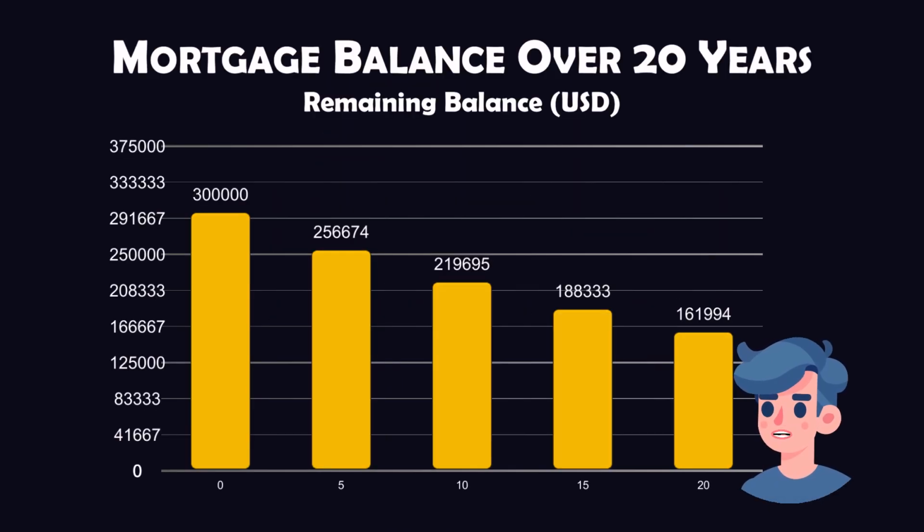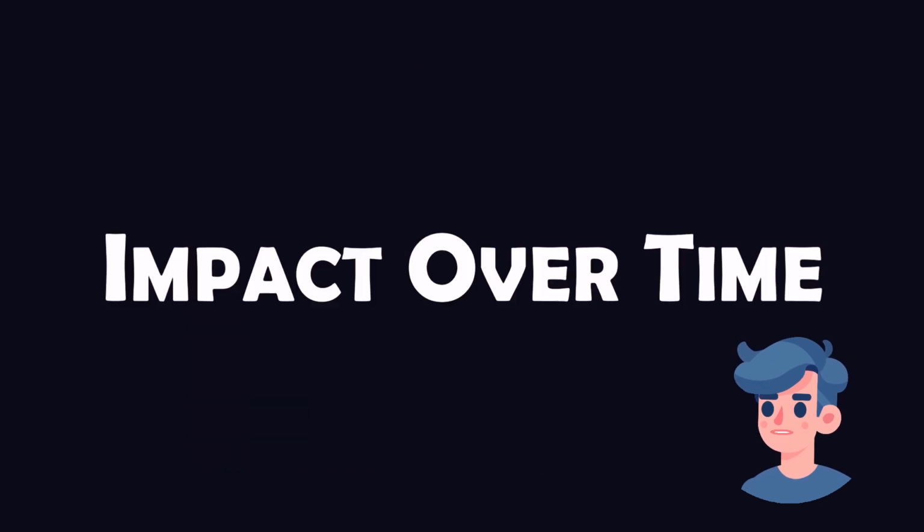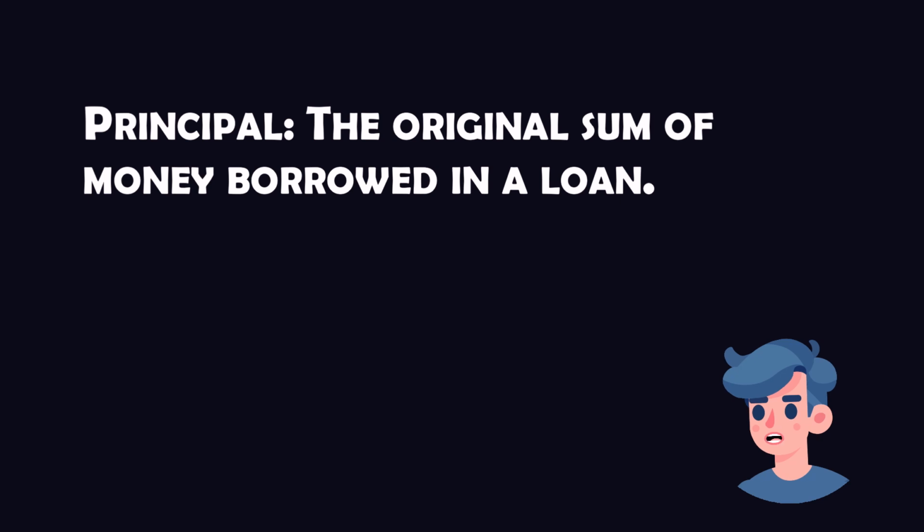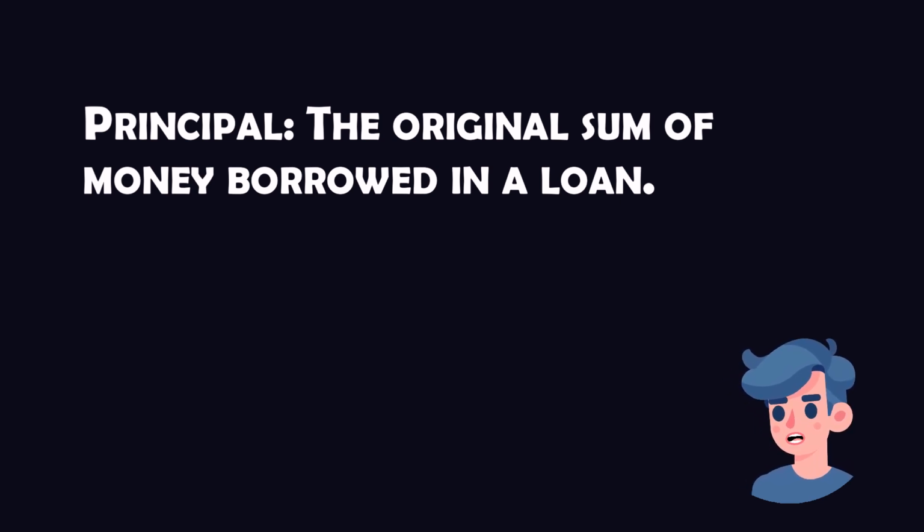Suppose you take out a $300,000 mortgage at a 4% annual interest rate for 20 years. Compute the remaining mortgage balance after 10 years. As illustrated by the graph, the continuous repayments rapidly reduce the principal balance, leading to substantial interest savings over time. This highlights the power of continuous repayments, especially over longer periods.